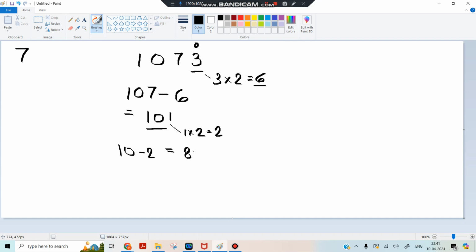So now we check the answer that we get after doing these steps. Is this divisible by 7? Does it come in the table of 7? Or is it 0 or a multiple of 7? If it is 0 or a multiple of 7, then this number is divisible by 7. But here we get the answer as 8, which means that this number is not divisible. Let's check it out.